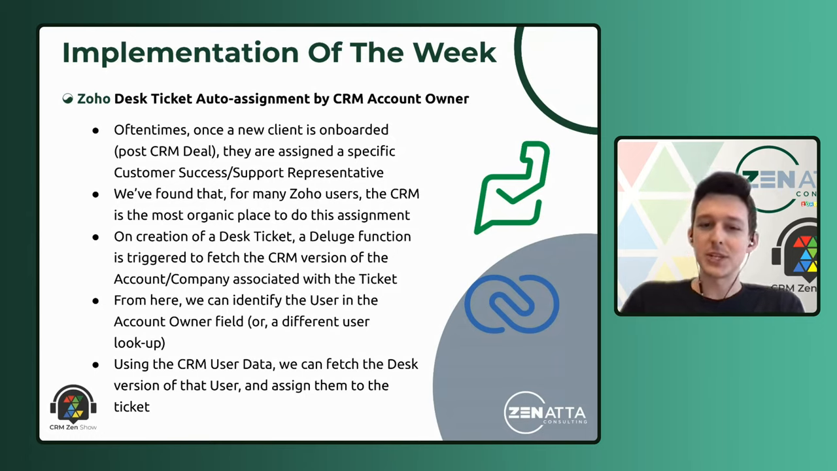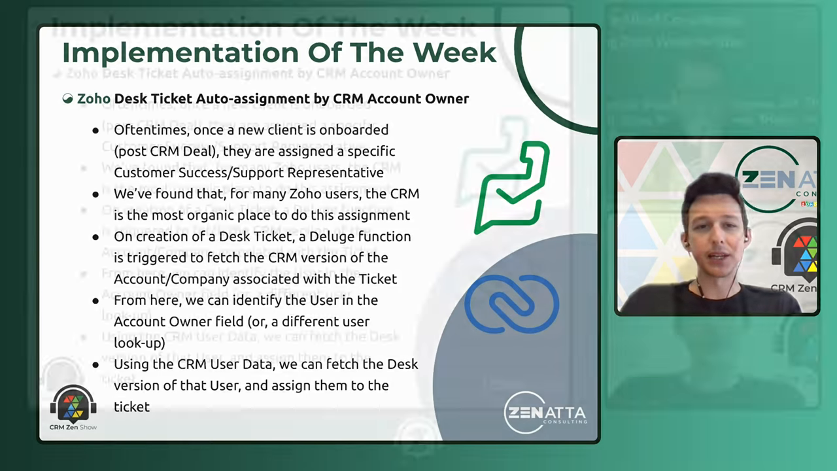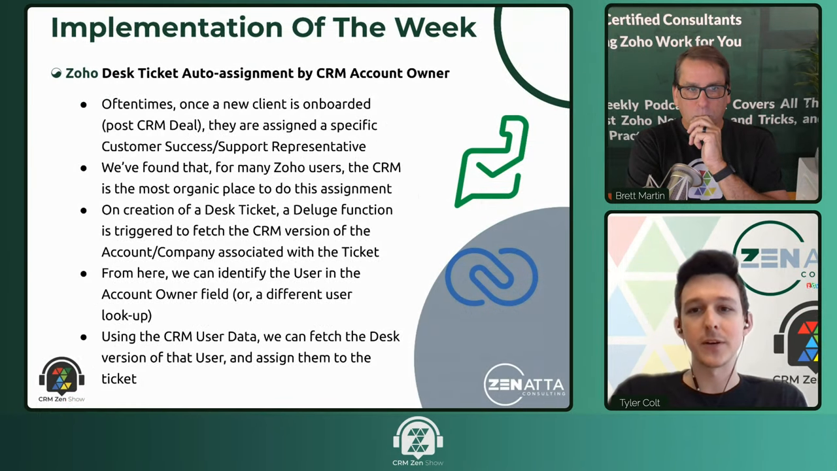So now we've got our CRM user. All we need to do is line up a CRM user with a Desk user and assign them to that ticket. So it's just one of those that's going to save you a lot of time. You just assign a person to an account in the CRM, and then any future Desk tickets are going to automatically route to that assigned person.